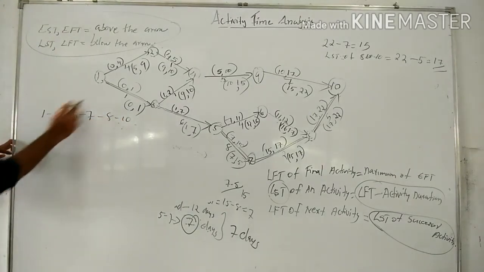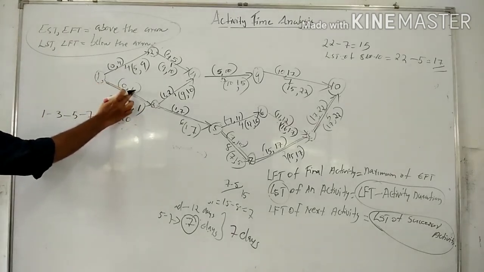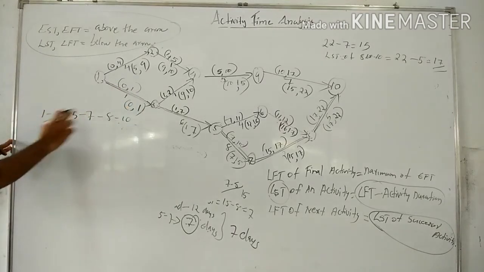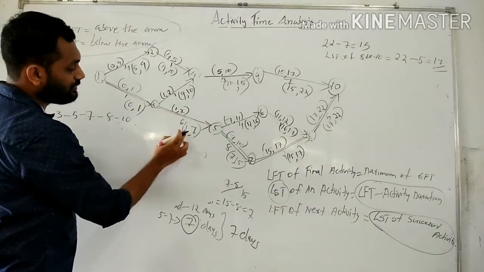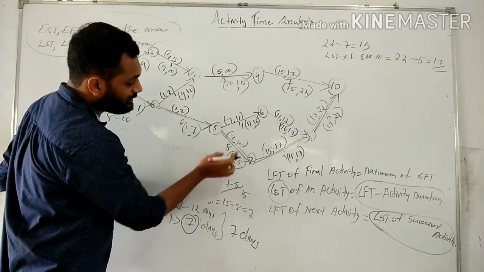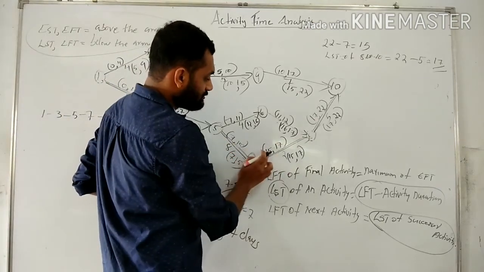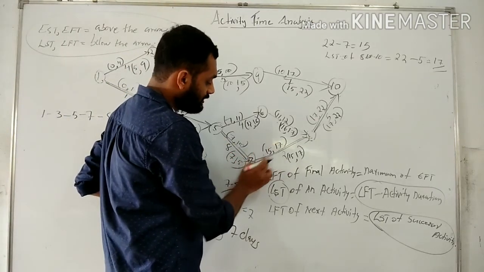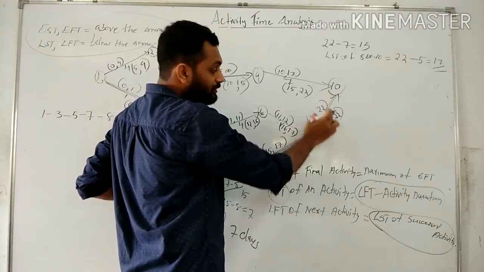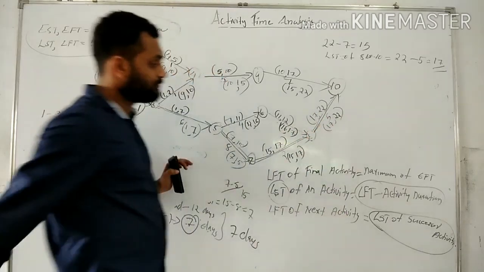See here, for 1 to 3, the EST and EFT are 0, 1, and LST and LFT are also 0, 1. For 3 to 5, 1 to 7. For 5 to 7, EST and EFT are 7 to 15, and LST and LFT 7 to 15. For 7 to 8, EST and EFT are 15 and 17, and LST and LFT 15, 17. For 8 to 10, 17, 22, and also LST and LFT 17, 22.